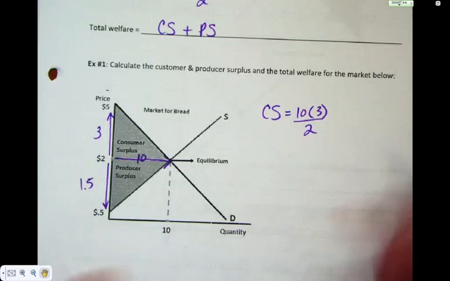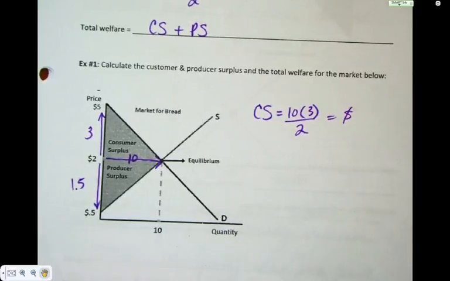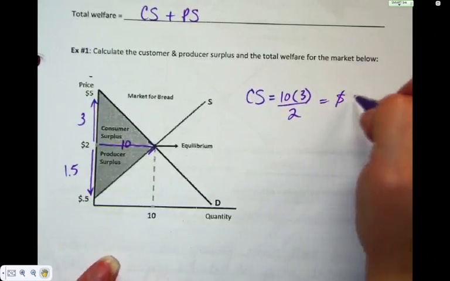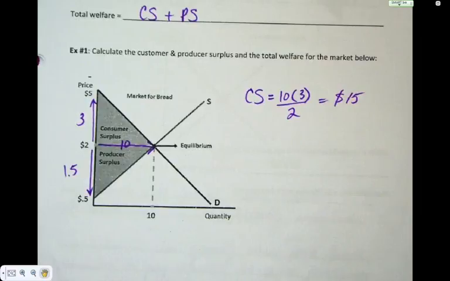Okay, so consumer surplus is the base of the triangle, which is 10, times the height of the triangle, which is 3, and divide by 2. Okay, if you didn't want to do all that work, you could just plug all the numbers into the formula. We'll give you the exact same. It's always in dollars, so our consumer surplus is $15. That's the maximum amount of extra money we would have been willing to pay, but we didn't have to. So we had to pay $2 a loaf, a bag, whatever the bread is, but we could have paid and saved up to $15.